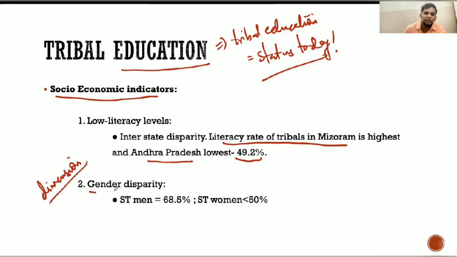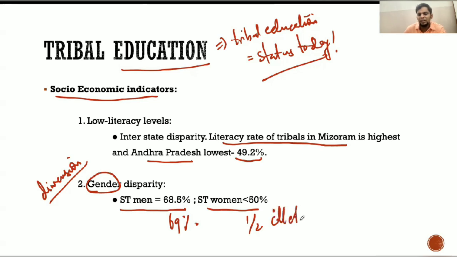Okay, inequality. Gender is an important dimension. For instance, ST men overall, 69%, not too shabby, right? It is not too shabby at all. But when you look at the ST women, that is less than 50. So that is 1 in 2 illiterate. 1 in 2 are illiterate women.